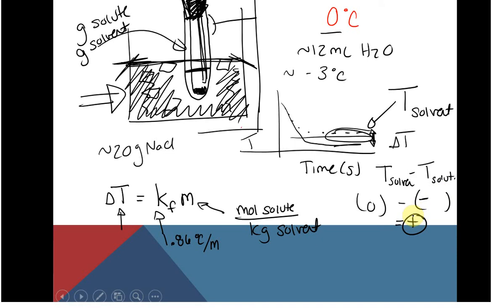So what you can do with this is you can find the molality of the solution. You can then change into moles. You can find the molar mass of your solute. And if you had a series of unknowns, you could actually determine which one it actually is.